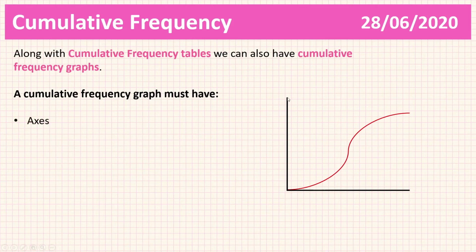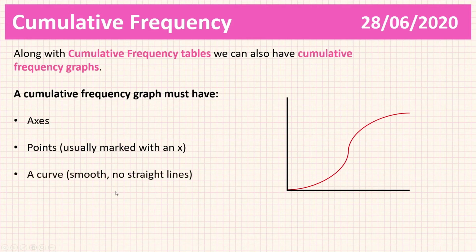They need to have axes. So I've got my axes, we would normally label them. I've got my points, which I would mark by X. So when I'm drawing my graph, I'd have to draw points myself, and I'd usually mark them with an X. And the last one is that it should be a curve. So it should be a nice smooth curve without any straight lines. So we're not going to take a ruler and join up each point like we would probably in a line graph. We're just going to draw a nice smooth curve.